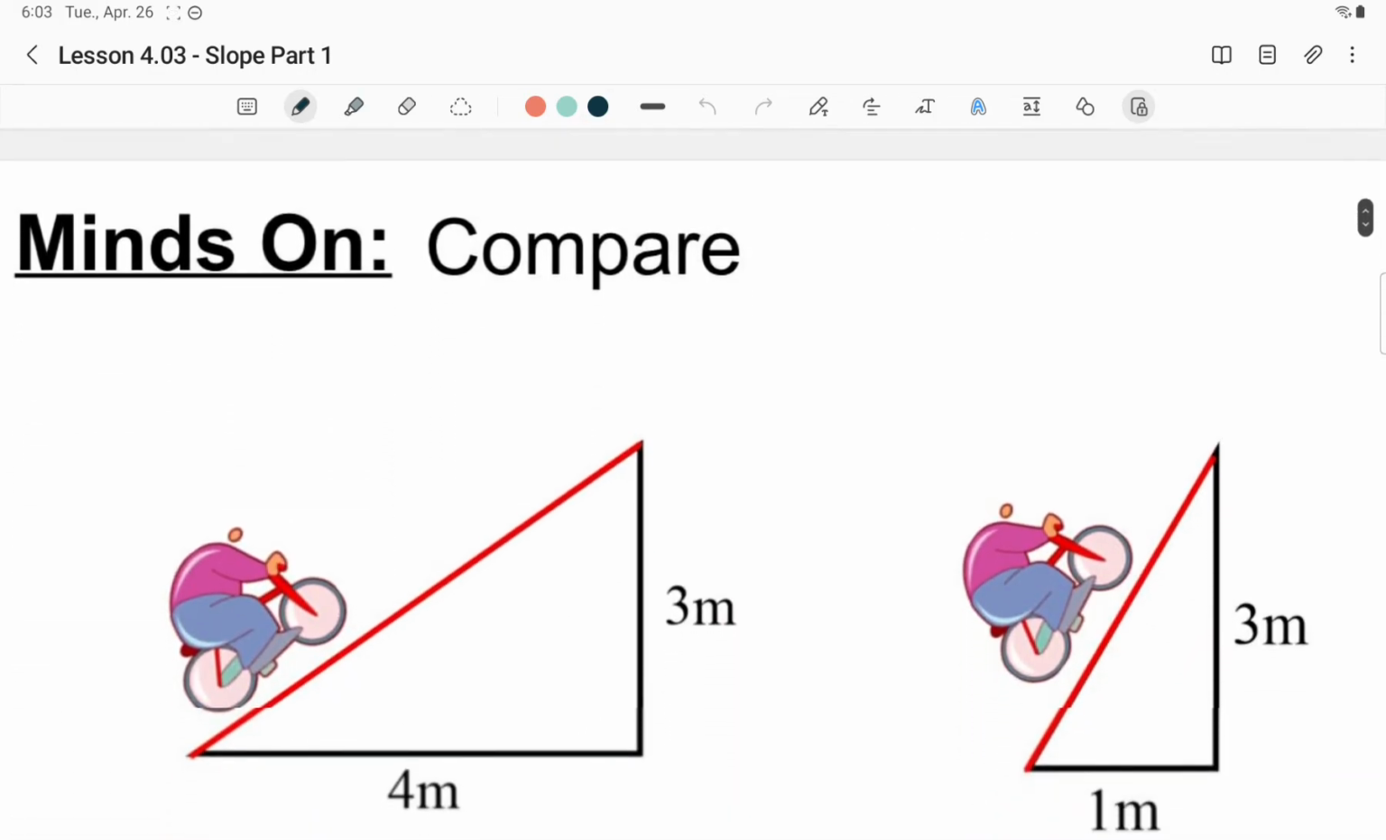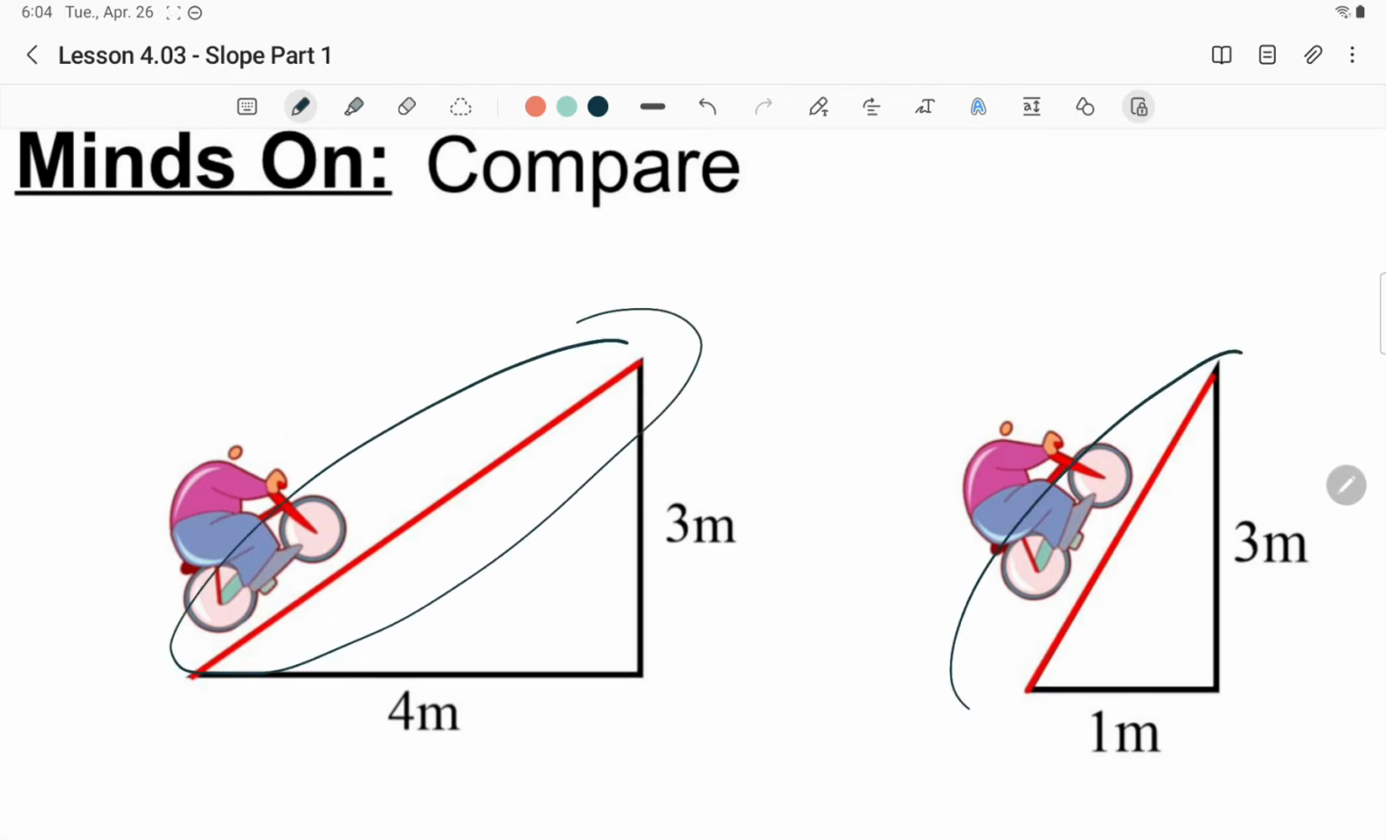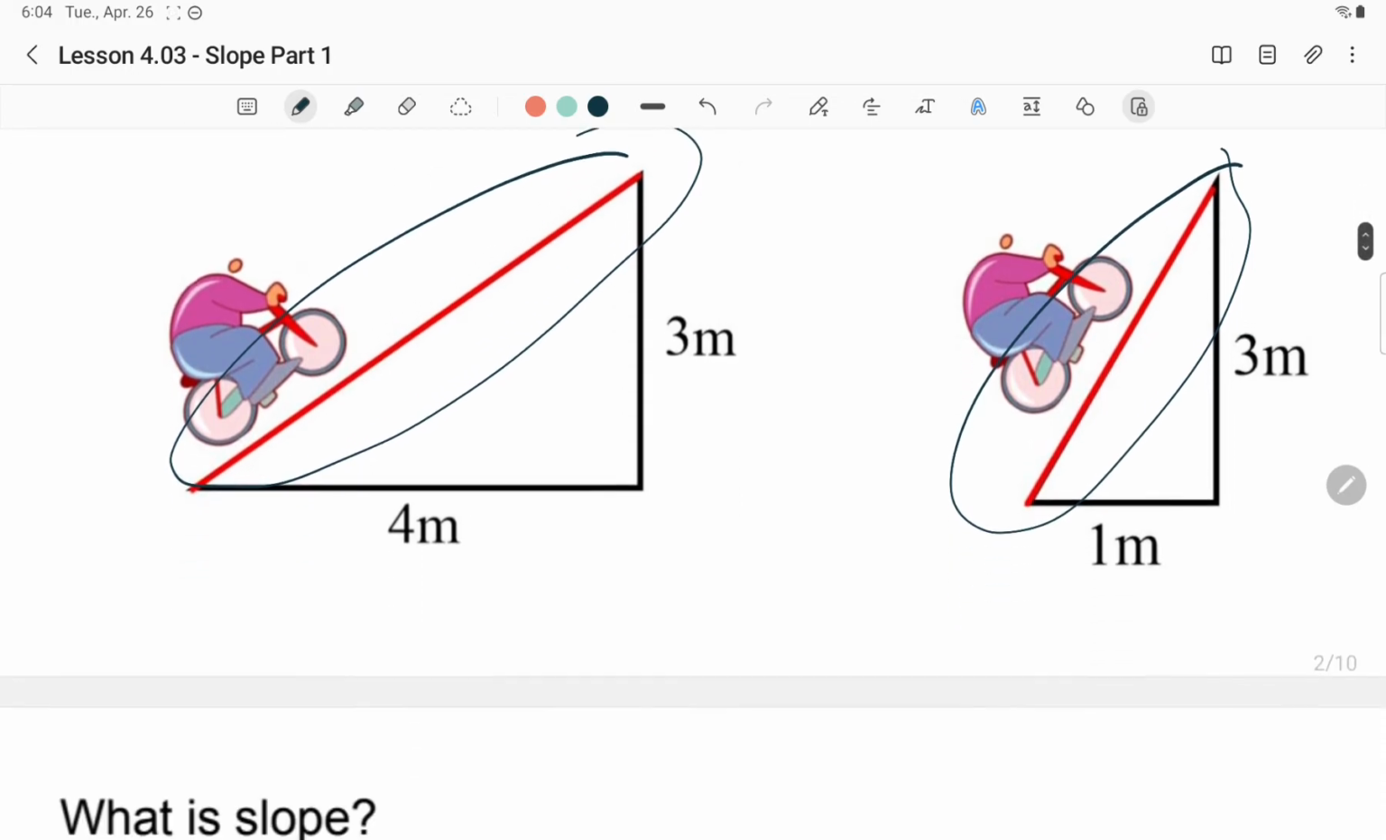So first of all, take a moment to compare these two. How would you say these two ramps, let's say, differ from each other? What's similar about them? You might see, oh, this one looks much less steep than this one. We're going to talk about what that means.